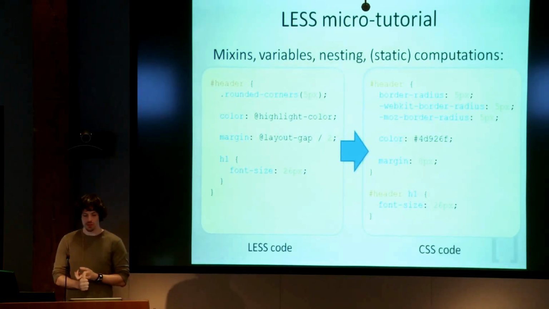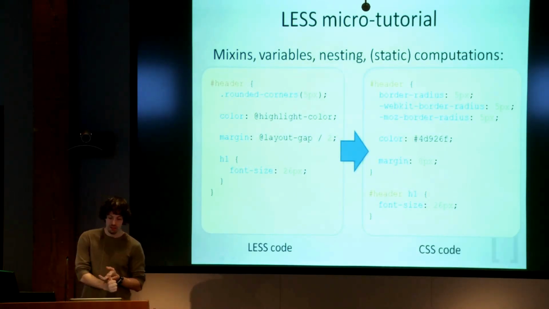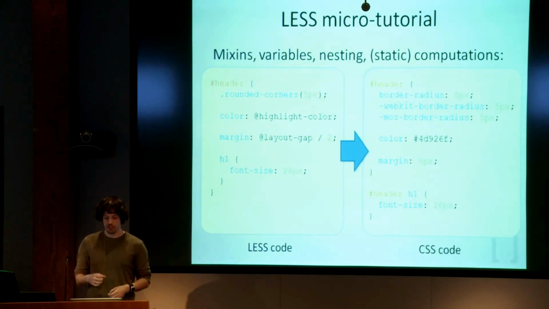You can have variables. You can have math on variables. So you see here dividing a margin by 2. And then you can do nesting, which is a nice way of keeping related stuff together rather than, as you can see on the right-hand side there in the CSS, where you have to break all those rules apart, flattening down the hierarchy. So that's Less.